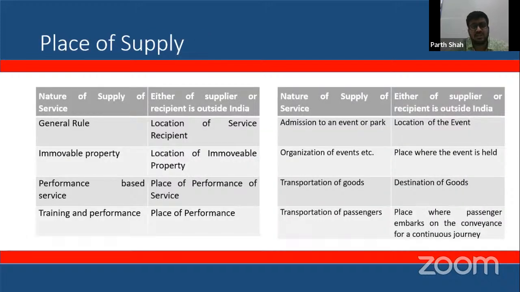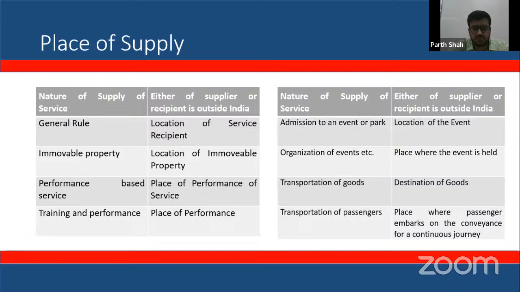So in the general rule, section 13, what does it say is that the location of the service recipient is going to be the place of supply, except in the specific different sets which have been carved out. So there is one general rule wherein if your service does not fall into the individual separate baskets, then you go to the general rule. And if your service is specifically covered by any one of these baskets, then in those cases, the POS will be determined according to that specific provision. So let us just run through them very quickly.